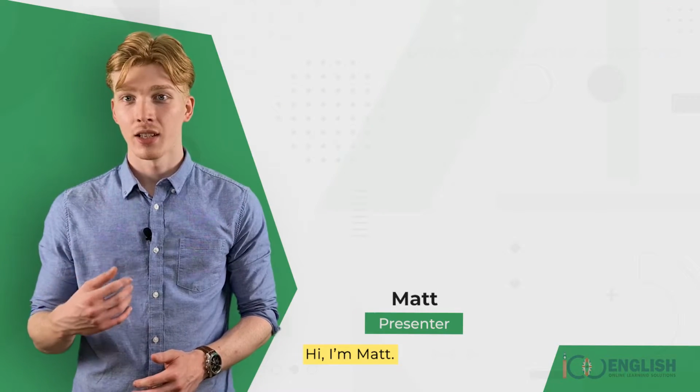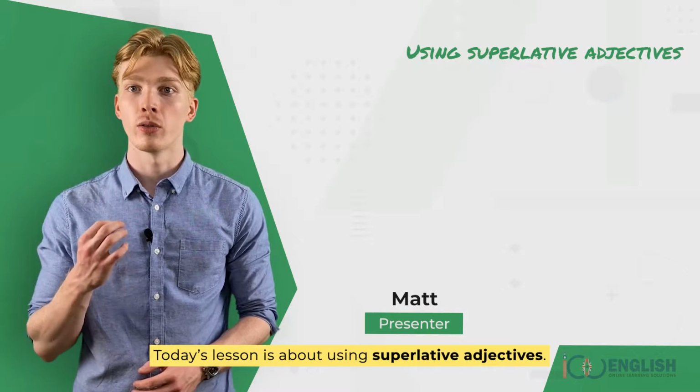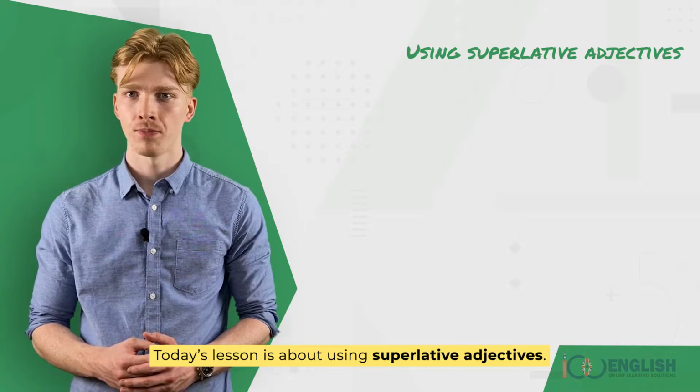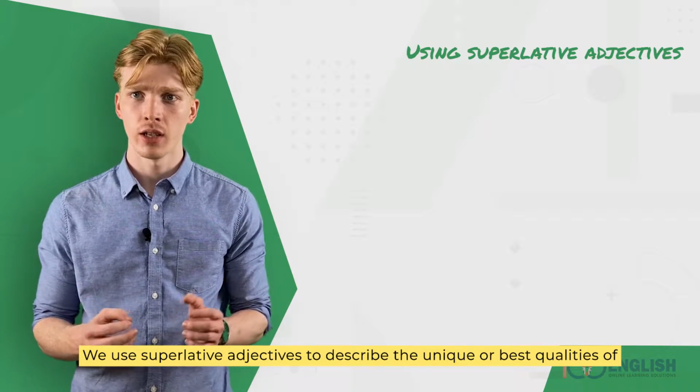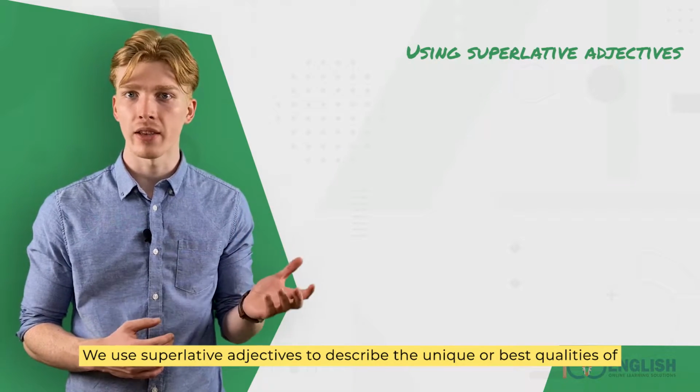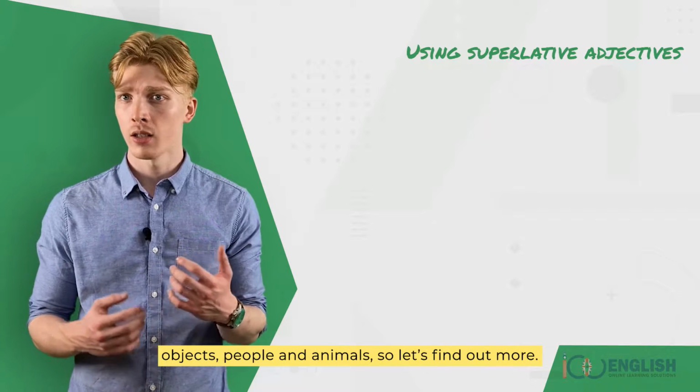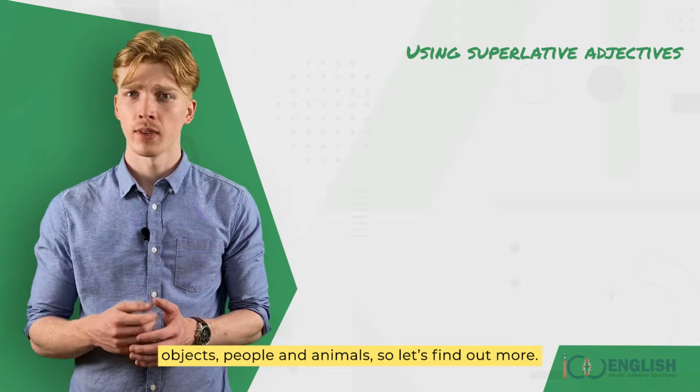Hi, I'm Matt. Today's lesson is about using superlative adjectives. We use superlative adjectives to describe the unique or best qualities of objects, people, and animals. So let's find out more.